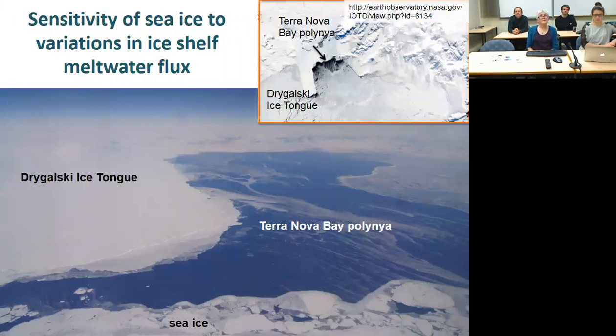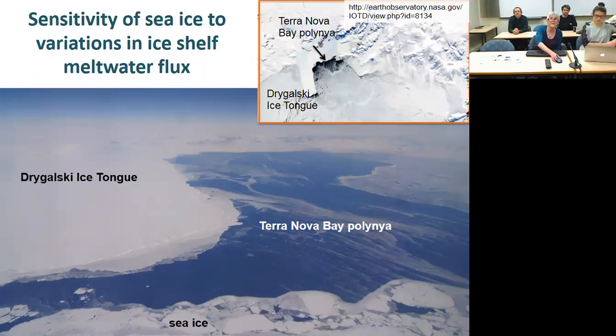So let's take a look at the sensitivity of sea ice to variations in water that comes from the base of ice shelves. So the point I wanted to make in this slide is that the ice on the land interferes with the ice on the ocean.